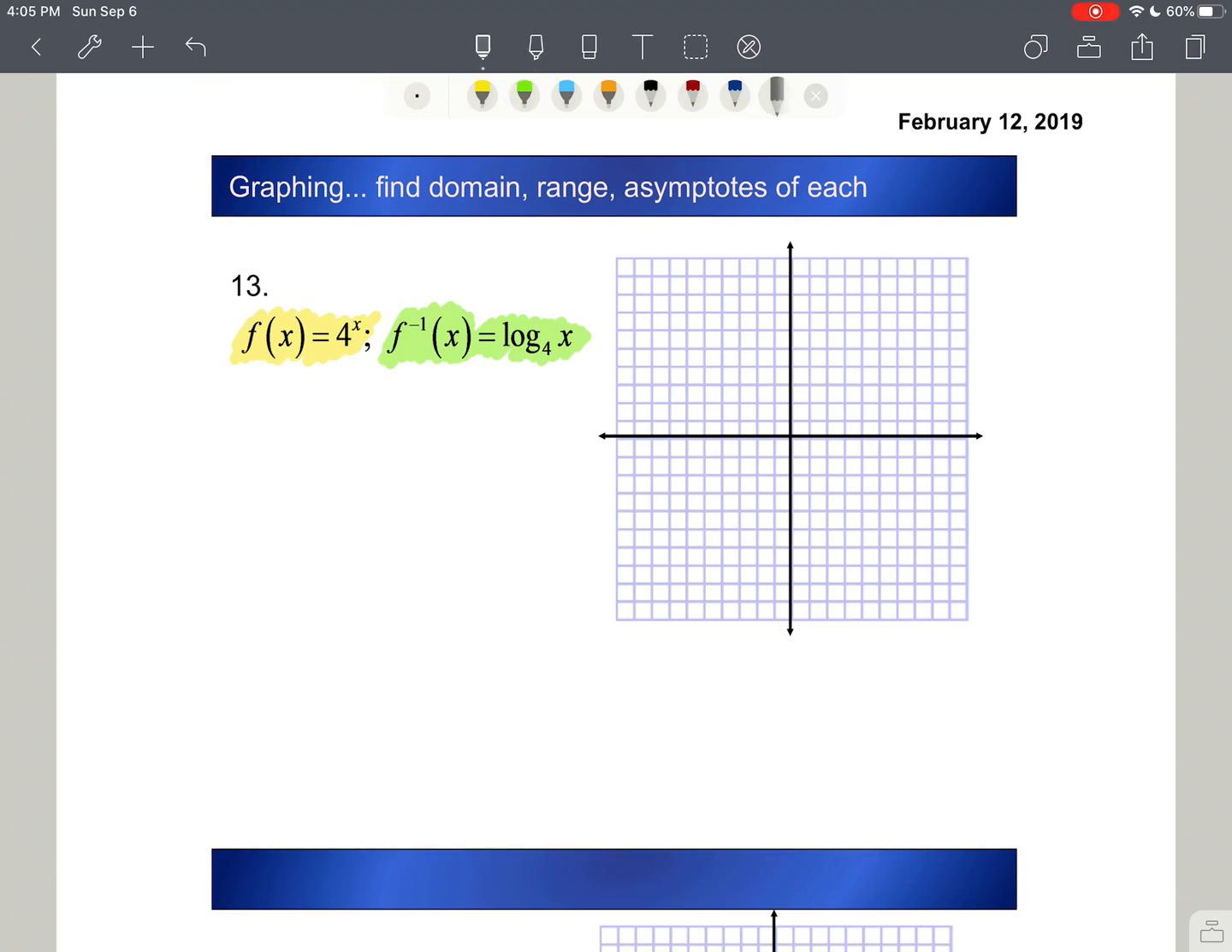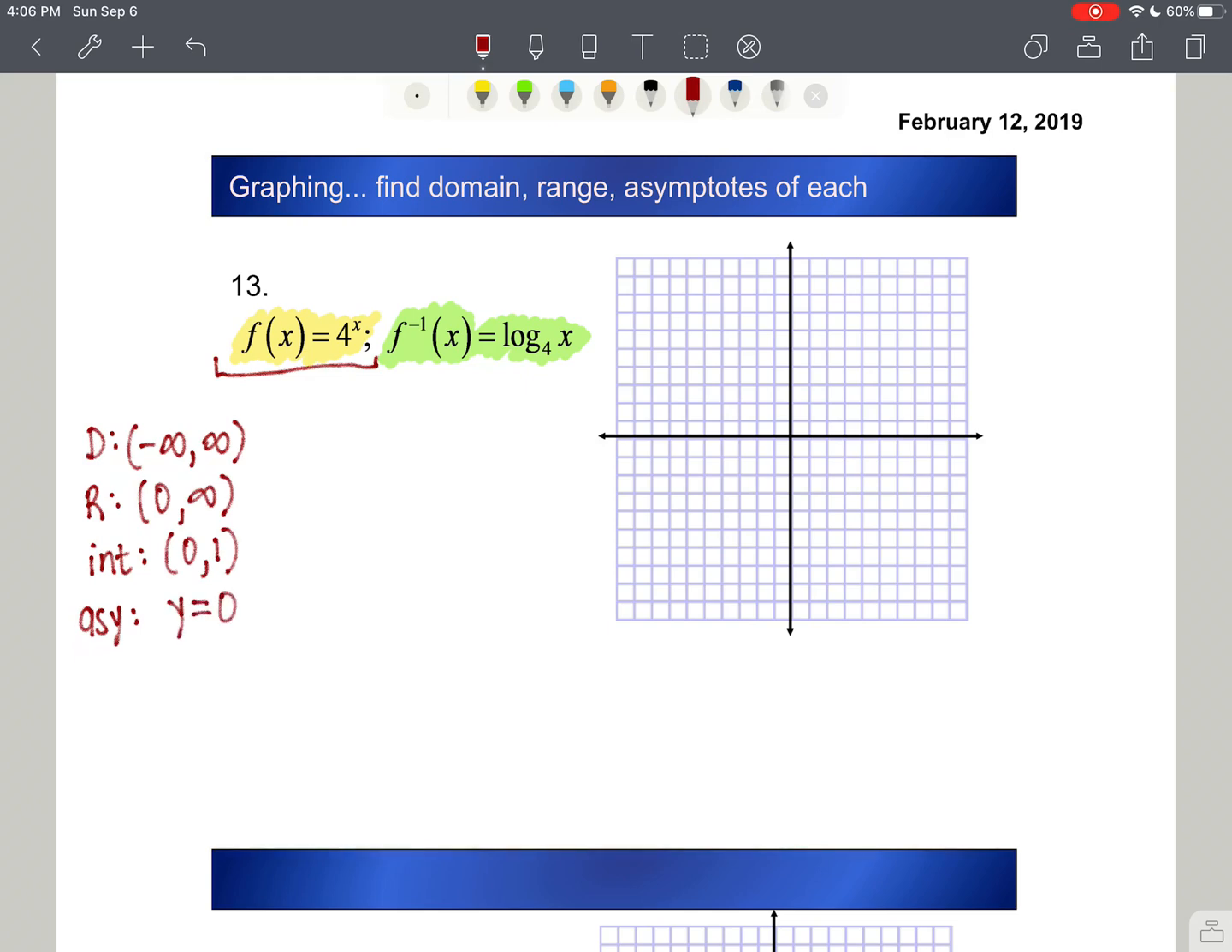So let's graph the first one, f of x equals 4 to the x. And I'm going to do this in a color so that you can see. We know that the domain of an exponential function is negative infinity to positive infinity. Our range of this standard function is going to be 0 to infinity. It's going to have an intercept at (0, 1). When you put a 0 in for x, you get a 1 out. But you can never get a 0 for y, so you'll never have an output of 0. So you have an asymptote at the equation y equals 0, which is your x-axis, and it's horizontal.